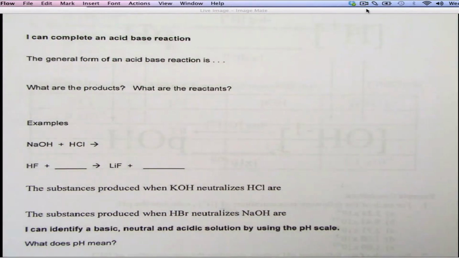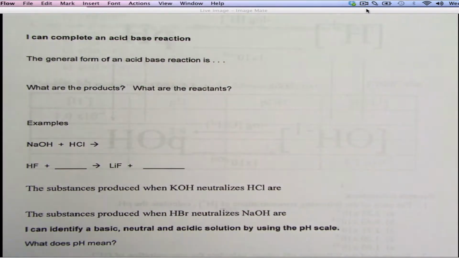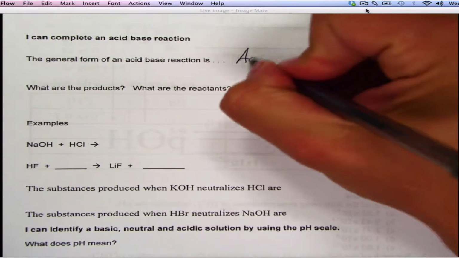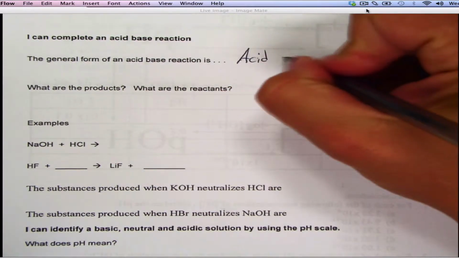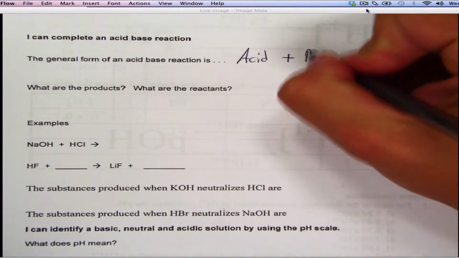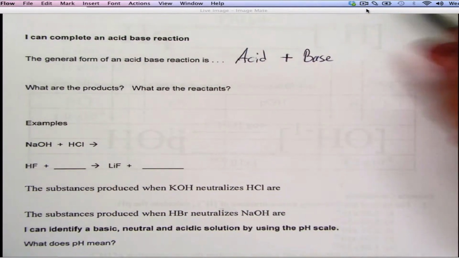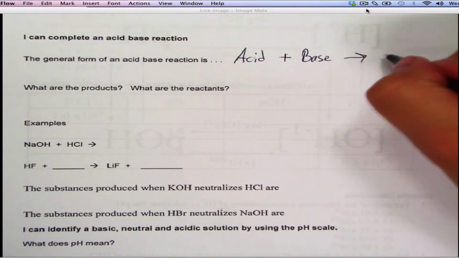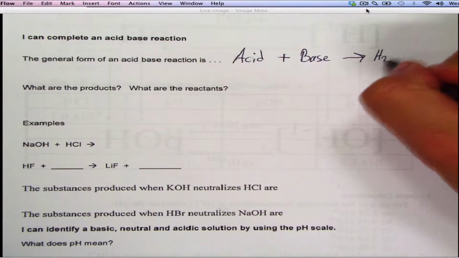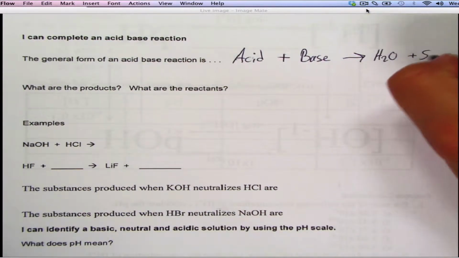More acid-base stuff. Now we're going to talk about the reactions that acids and bases do. There is a general form of how acids and bases work. The general form of an acid-base reaction is this: you have your acid, reacts with your base, to make water and some type of salt.